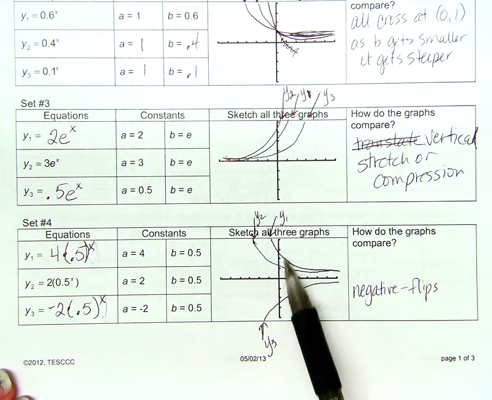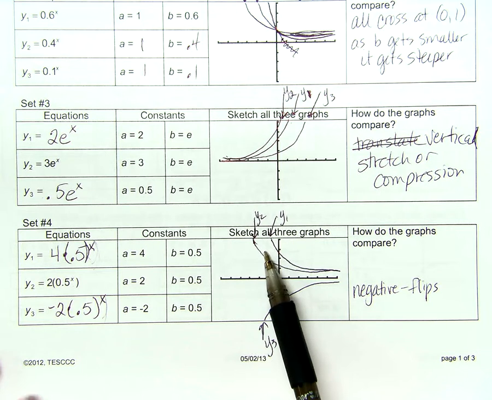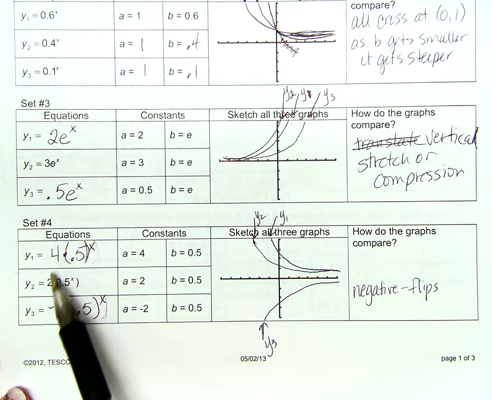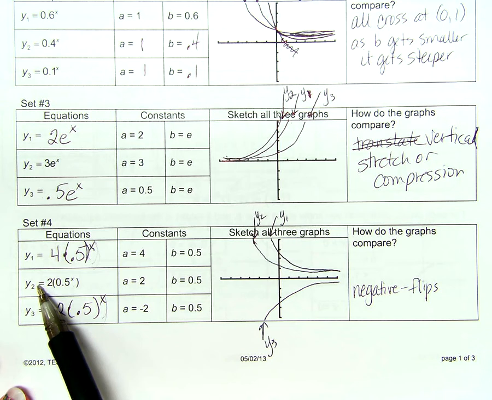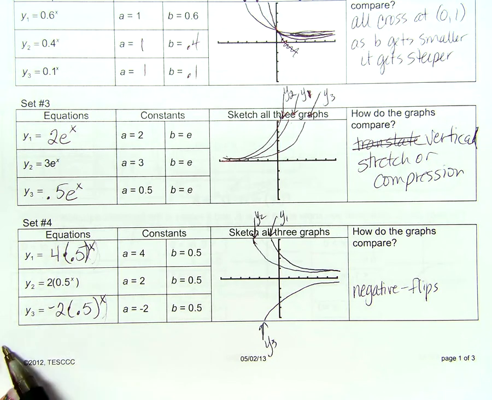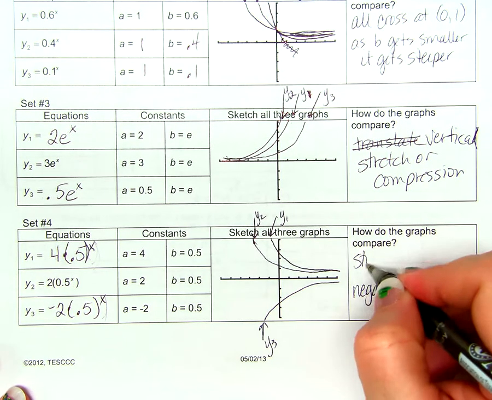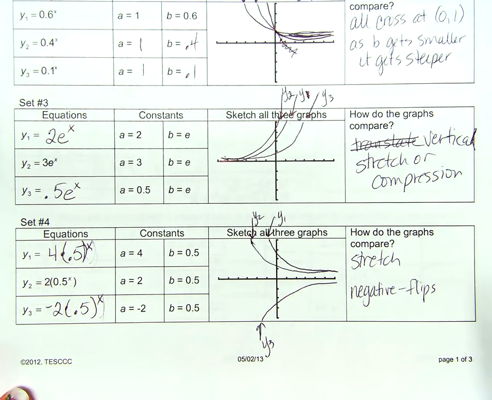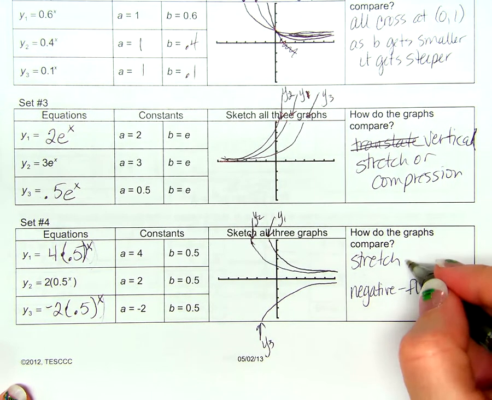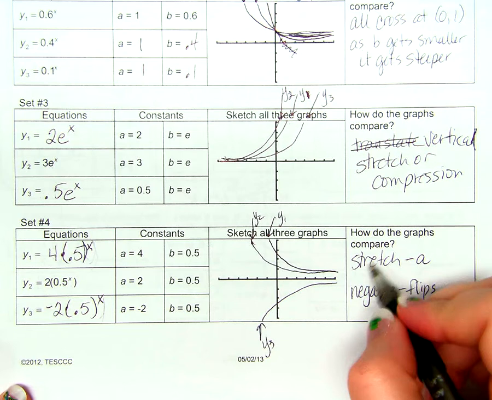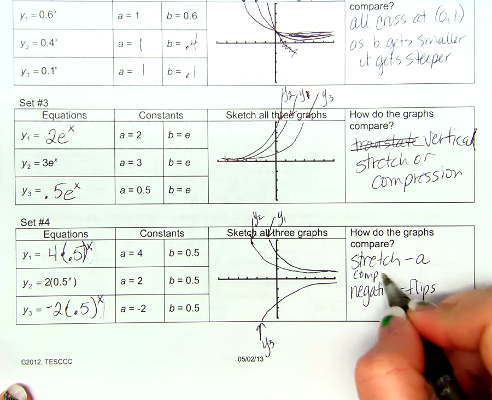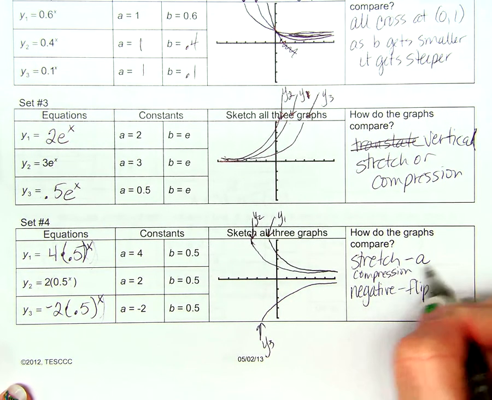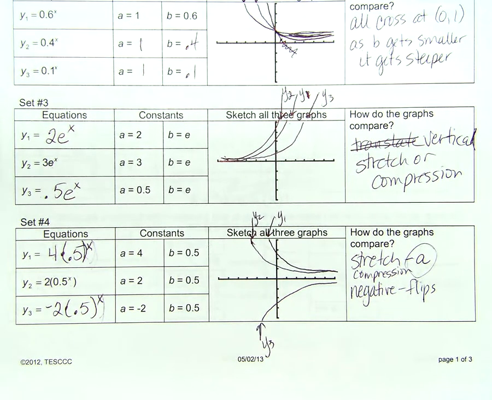What happened to these two? What are the differences in these two? Oh, like different multipliers here? So what did that cause? Okay, a stretch. Wait, what's causing the stretch? The A, right? Or compression, right? Depending on which way we're going. But it's because of A, right?